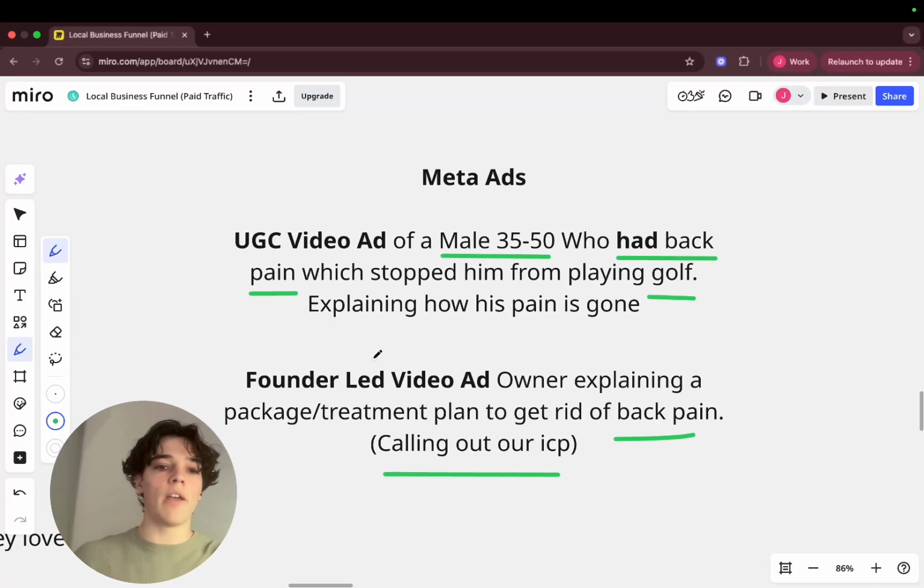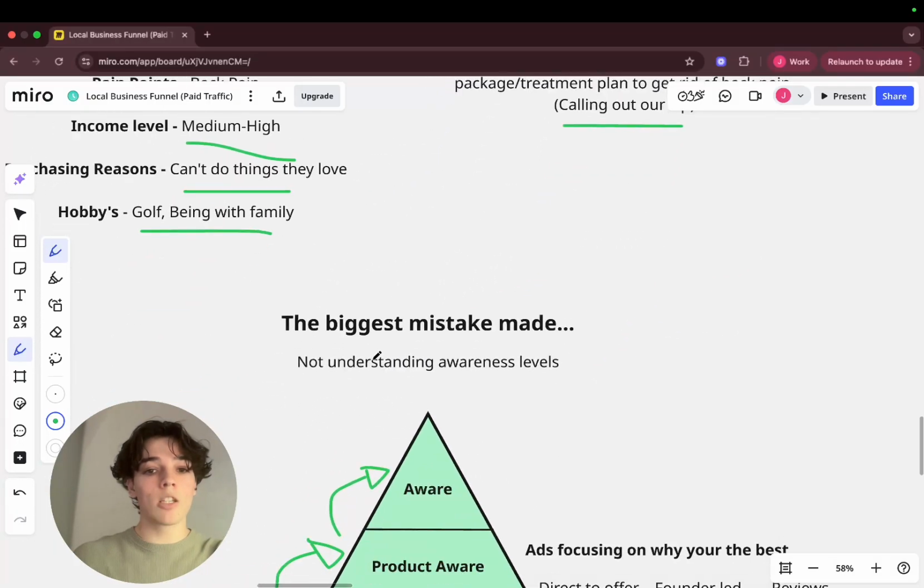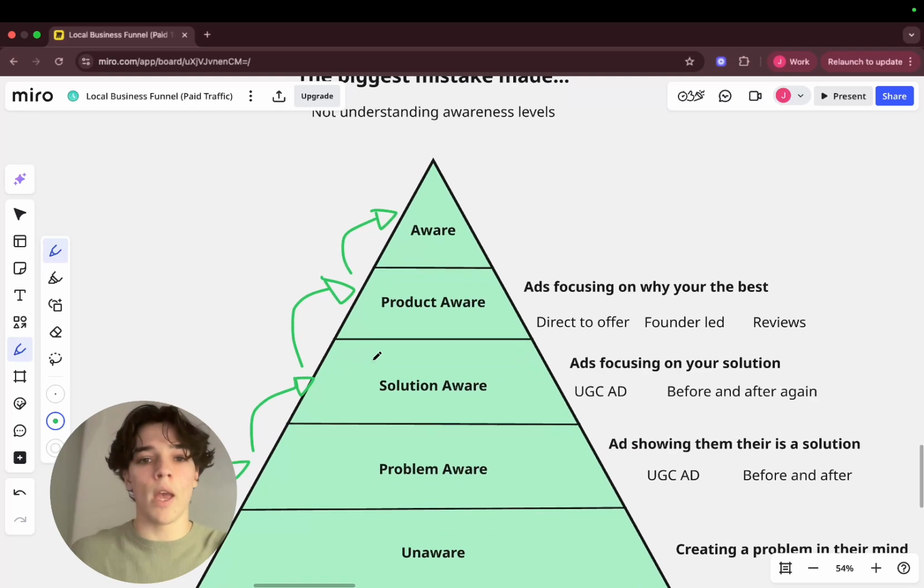Or you could do a founder-led video ad, which is basically the owner explaining a package or a treatment plan to get rid of that back pain. And in that video, they're calling out this ICP of the male 35-50. You get the point. Now, the biggest mistake made when running ads is not understanding awareness levels.